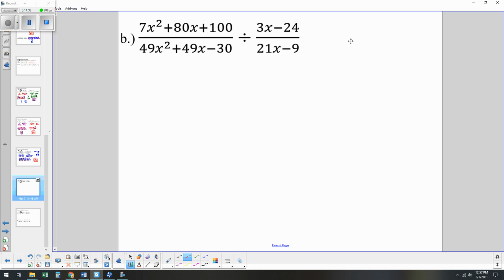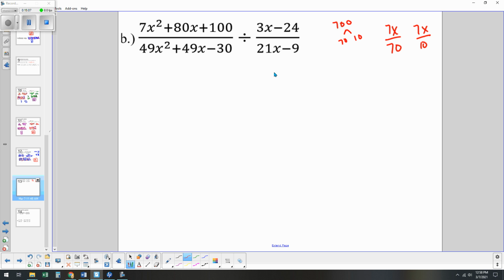So 7 times 100. Hold the phone for a second. All right, I'm good actually. So 7 times 100 is going to give me 700. So I want to add to 80. So that's actually going to be 70 and 10, right? 70 times 10 is 700. 70 plus 10 is 80. So it's going to be 7x over 70 and 7x over 10.